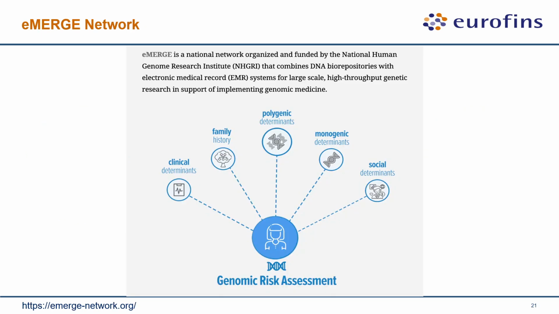A lot of good effort is underway nationally through the National Human Genome Research Institute that actually uses vast amounts of data and DNA biorepositories and electronic medical records to create genomic risk assessment and relate it not just to clinical determinants, but to social determinants of health, monogenic and polygenic determinants, as well as the family history. And I'll be happy to take any questions at this point.